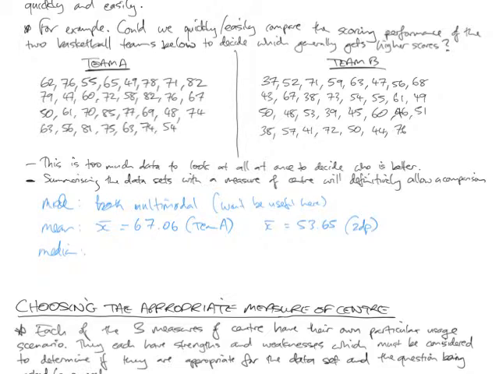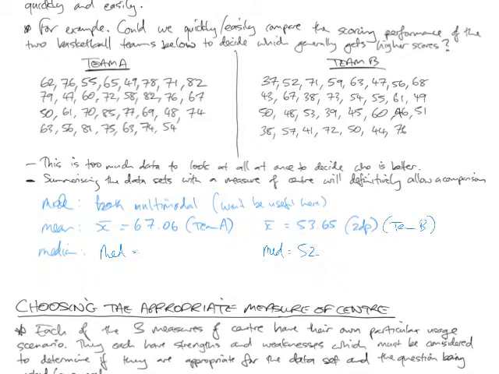So if I scroll down, the median is 52 for Team B. That was Team B. And we need to check the median of Team A.